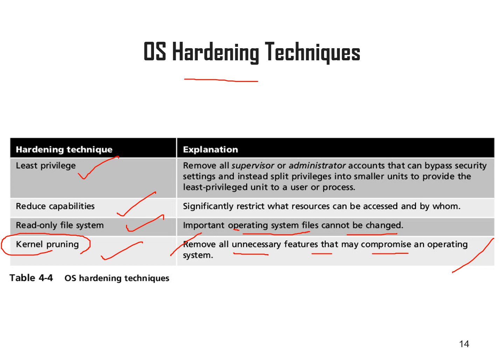I can give some authorization, security for some particular files. Reduce capabilities: this significantly restricts what resources can be accessed and by who, right? So this is actually reducing the capabilities. Least privileges: remove all the supervisor and administrative accounts, and we can split the privileges into smaller units to provide the least privileges to a user or process. So that is actually providing the least privileges.